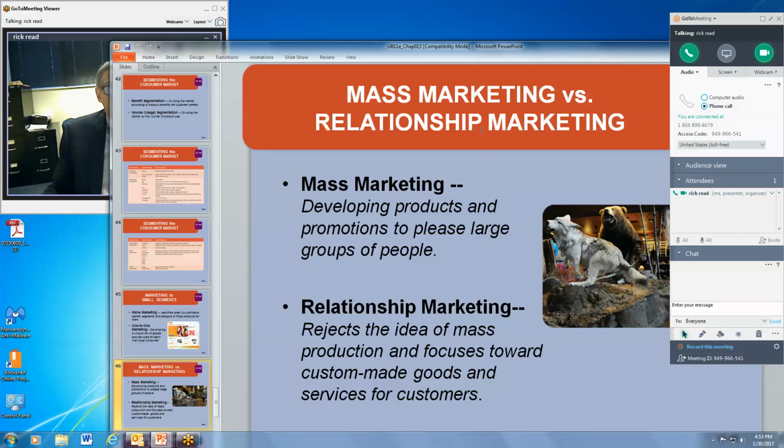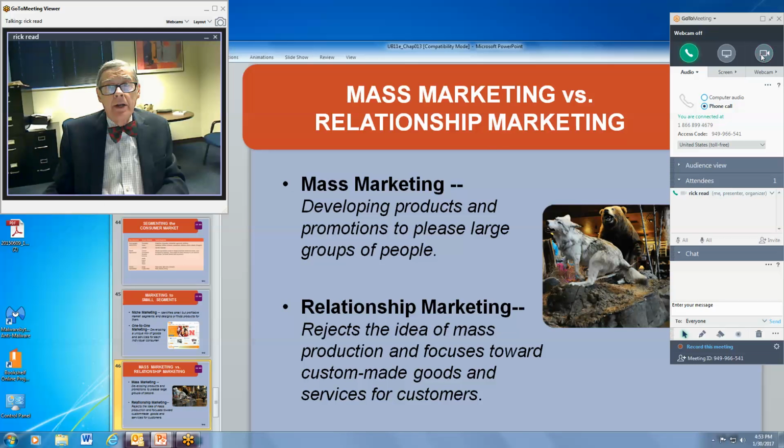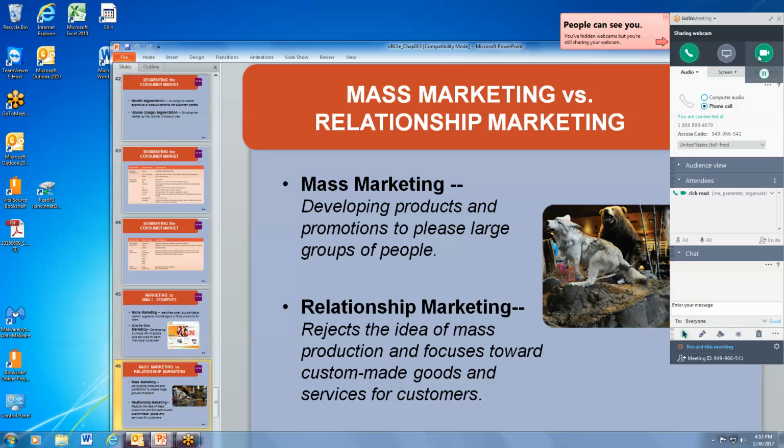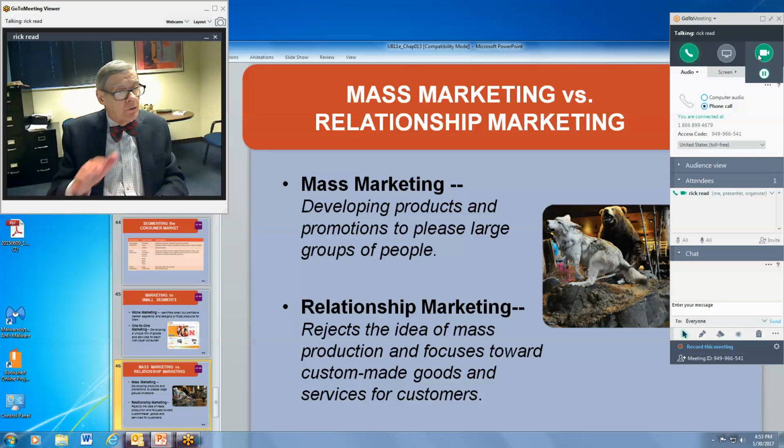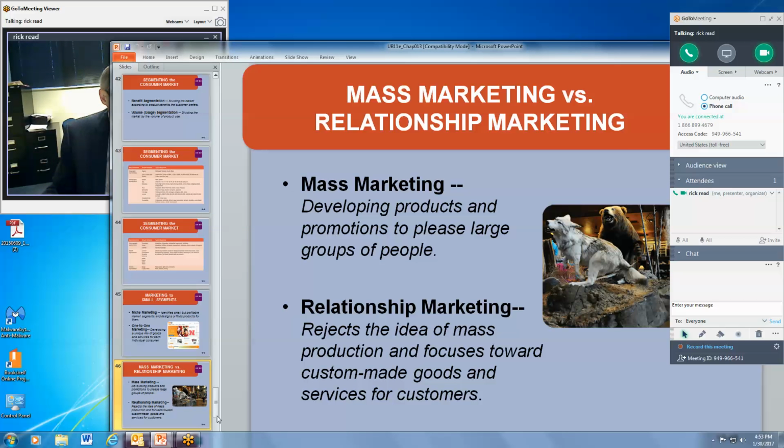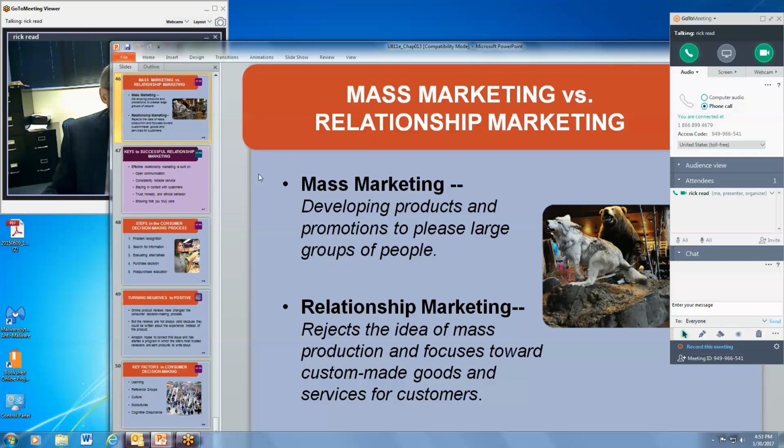Yes, we have mass marketing. Here we're trying to please the largest number of people possible. And of course, relationship marketing is just the reverse of mass marketing. And we've really talked about relationship marketing quite a bit, so we don't have to spend a great deal more time talking about that.